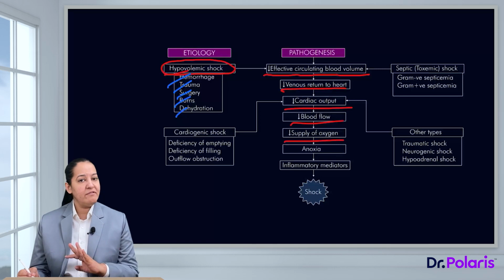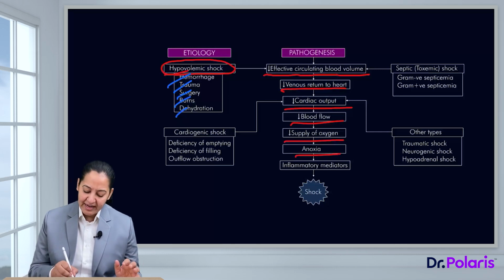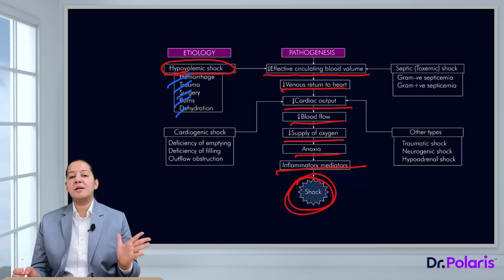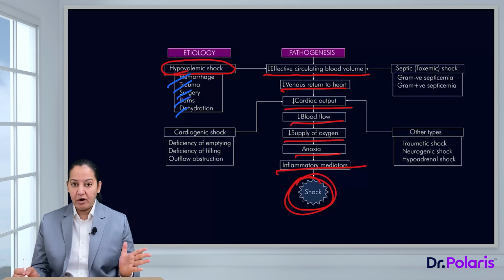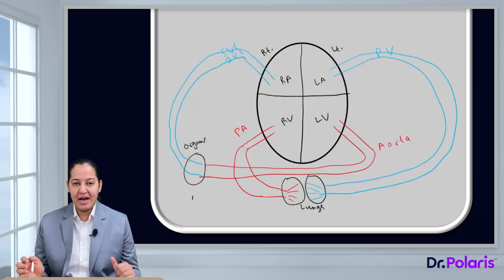All the organs are not receiving adequate oxygen. So they undergo hypoxia or anoxia. That can lead to inflammatory mediators, and that ultimately leads to shock. So you can understand this is the pathogenesis of hypovolemic shock in front of you in the form of the flow chart. This is how you have to write in your exams. Right. Now the same I will explain in this diagram.